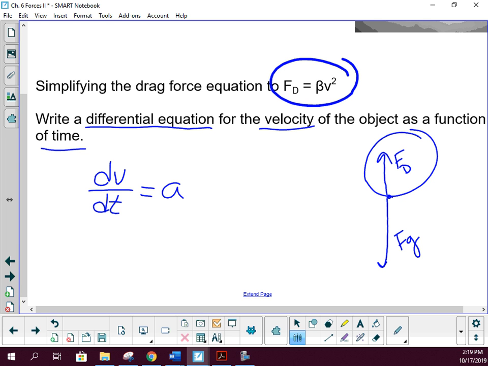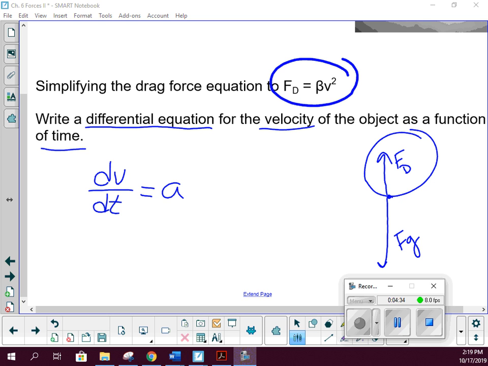All right, so what I'd like you to do is, if you're watching at home, go ahead and pause the video for a second. You guys here, I'd like you to write your differential equation. Translation: sum your forces for the skydiver.